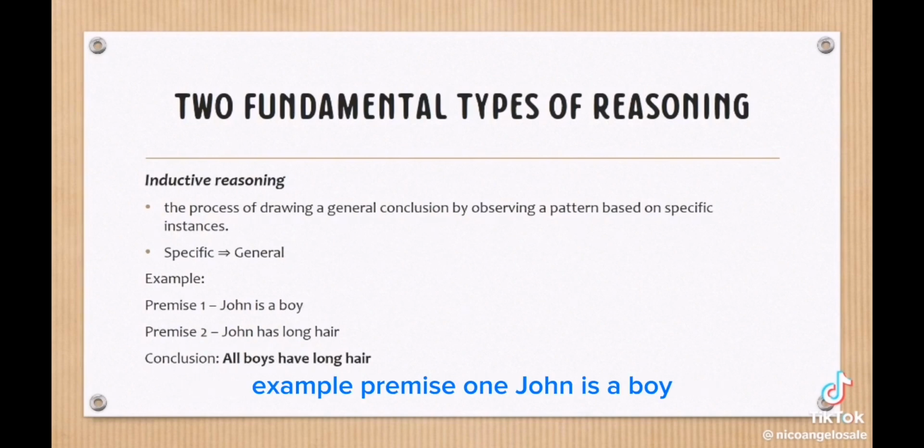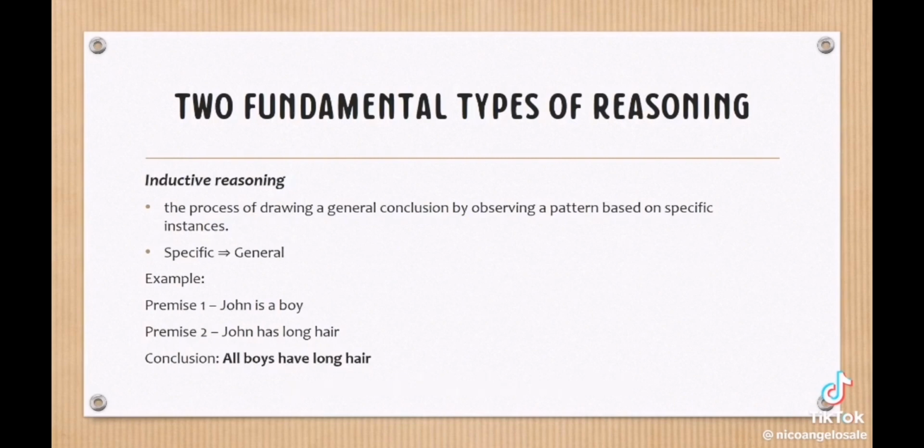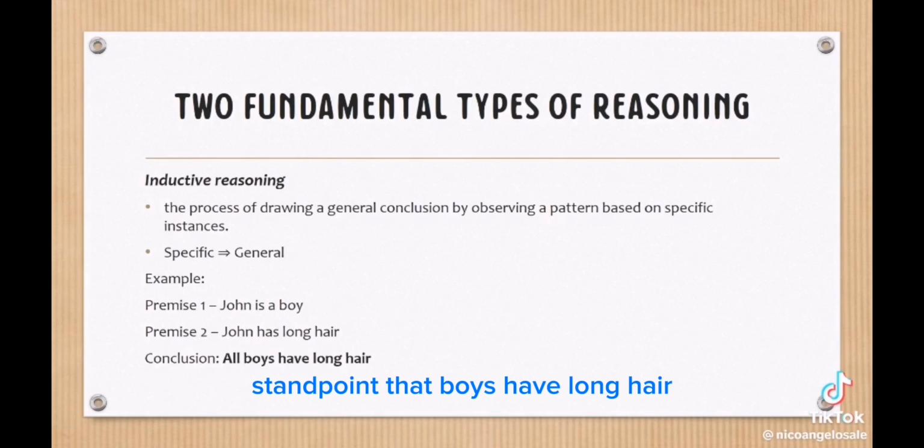Example: Premise 1. John is a boy. Premise 2. John has long hair. Conclusion: all boys have long hair. The conclusion has a general standpoint that boys have long hair.